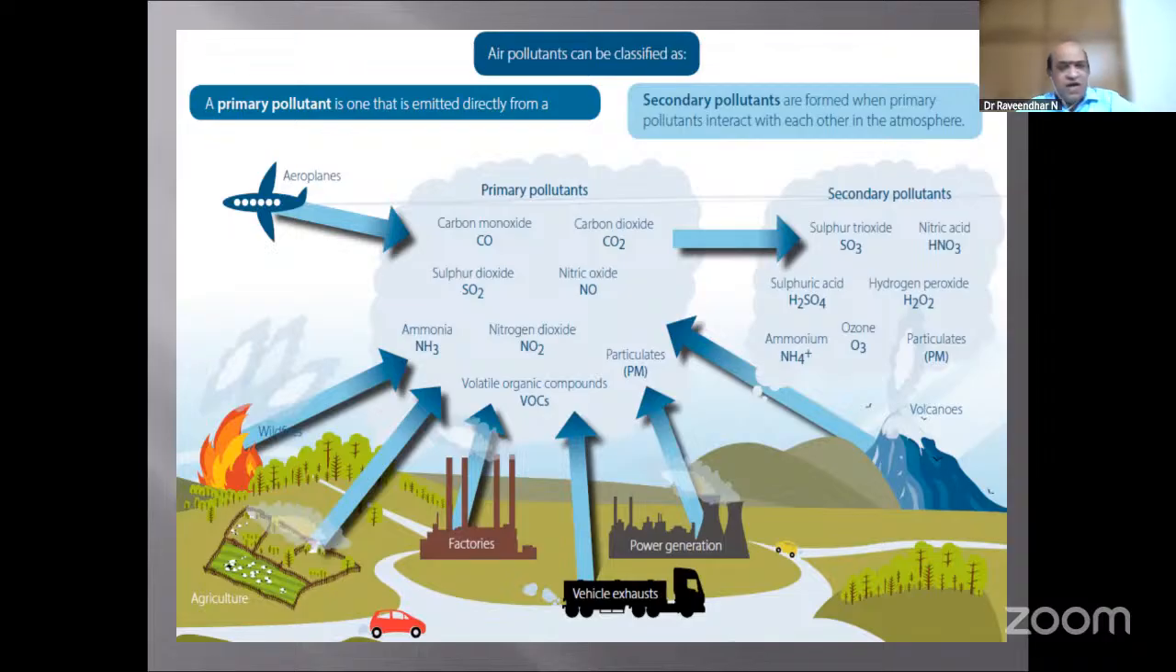Third is rapid industrialization. Because of industrialization, see, you are now in this slide, you can see primary and secondary pollutants.